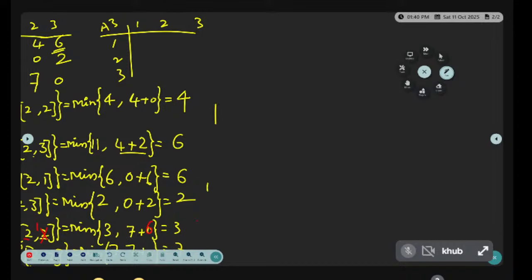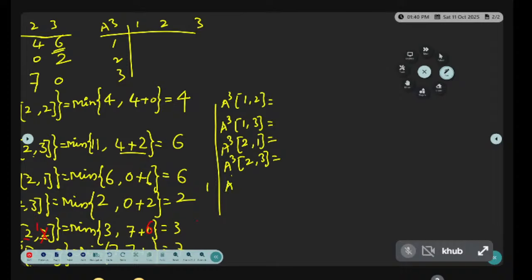Now A power 3 of 1 comma 2, A power 3 of 1 comma 3, A power 3 of 2 comma 1, A power 3 of 2 comma 3, A power 3 of, find out very fast, 3 comma 1, 3 comma 2. A power 3 of 1 comma 2, what is it? 4.